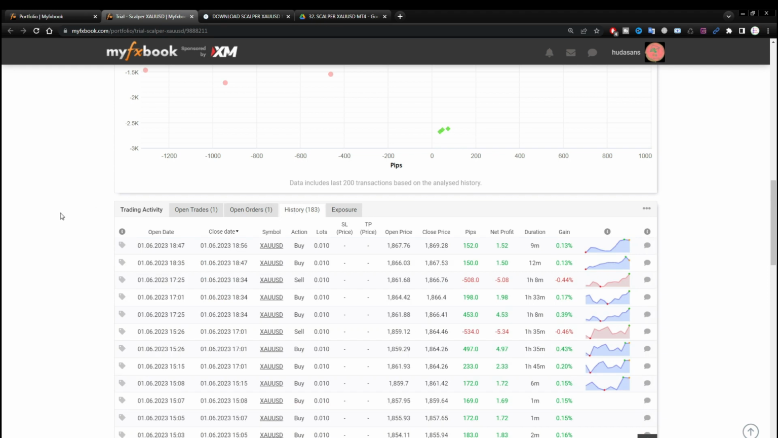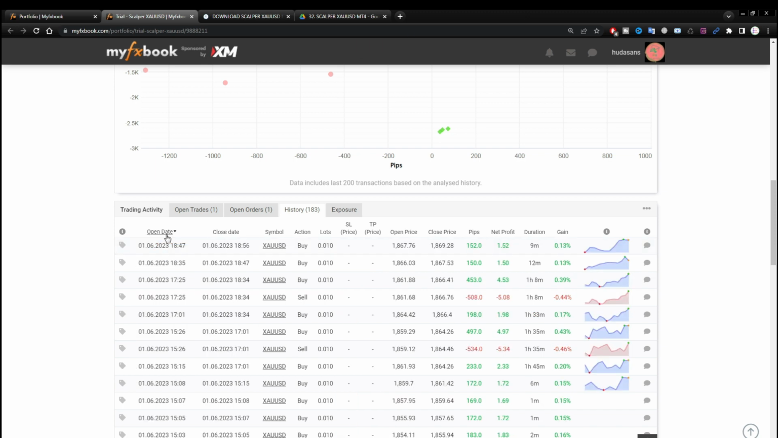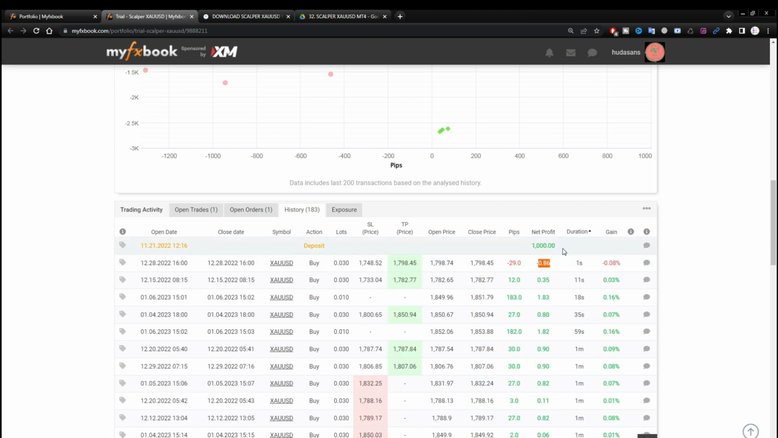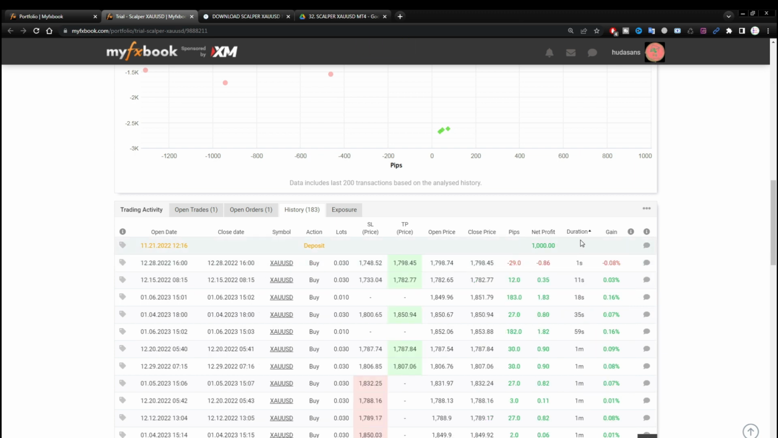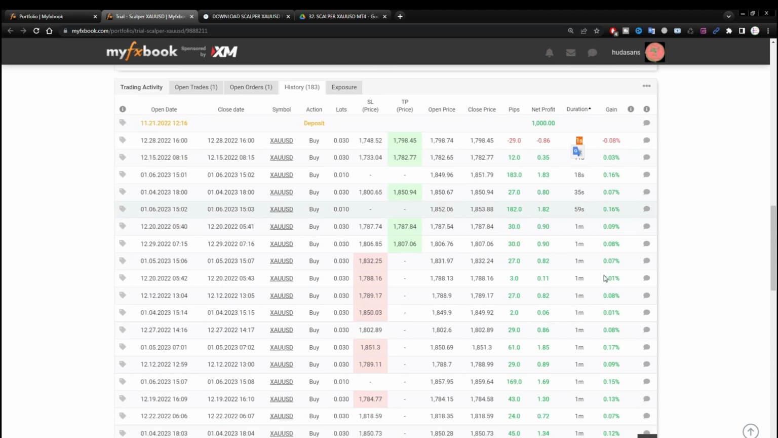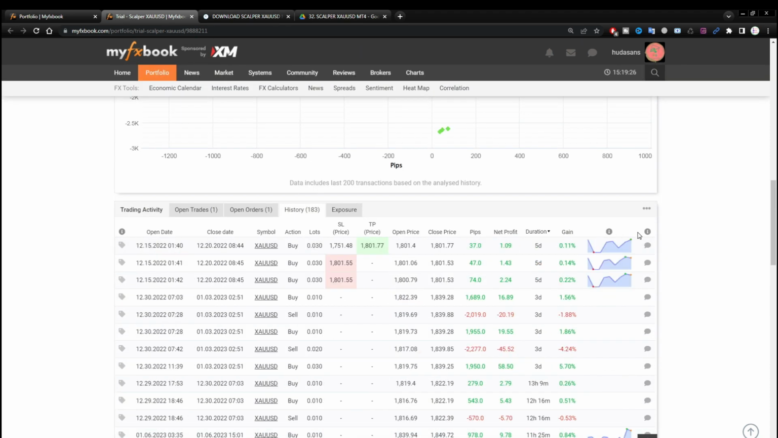As I said at the beginning of the video, my trading starts from December 12, 2022, and until now I am still carrying out trading observations. The profit that has been obtained is $58. I will also check the duration of the transactions: the fastest in seconds, and the longest can be up to 5 days.